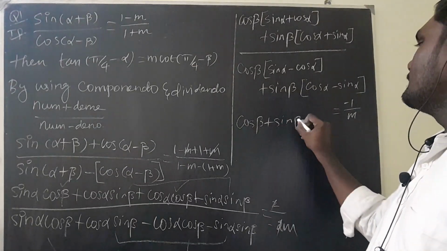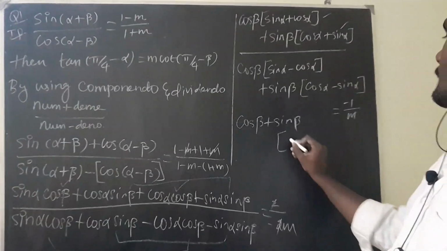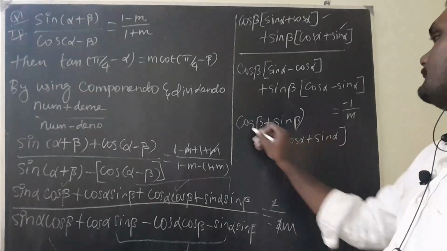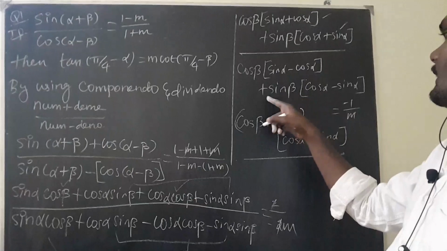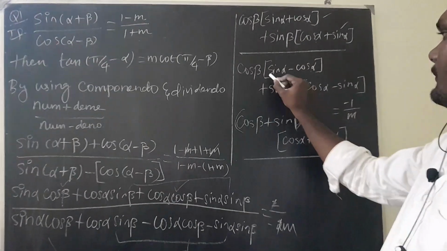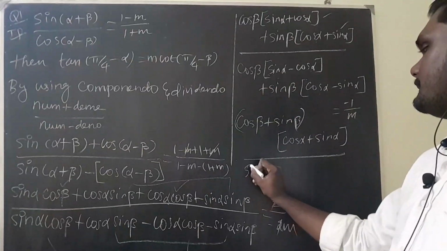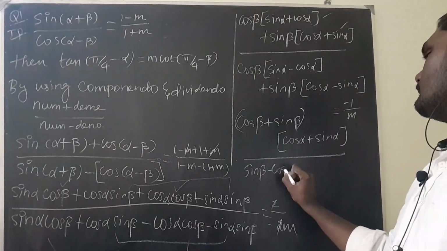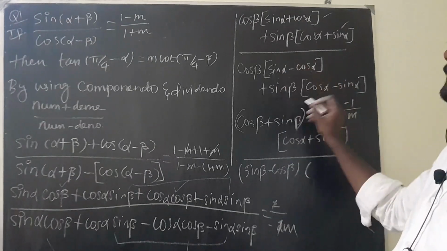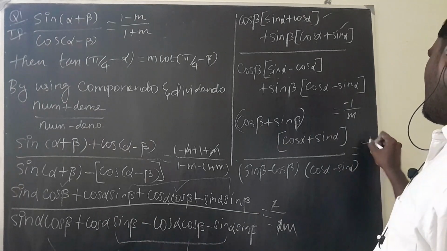Cos beta plus sin beta, these two terms we are taking out common. So I am taking out cos alpha plus sin alpha whole divided by, here sin alpha minus cos alpha, here cos alpha minus sin alpha. So I am taking minus out from this term. So sin beta minus cos beta, these two terms taking out common, this will become cos alpha minus sin alpha. So cos alpha minus sin alpha is equal to 1 by m.